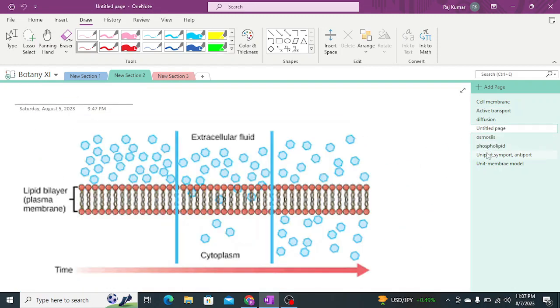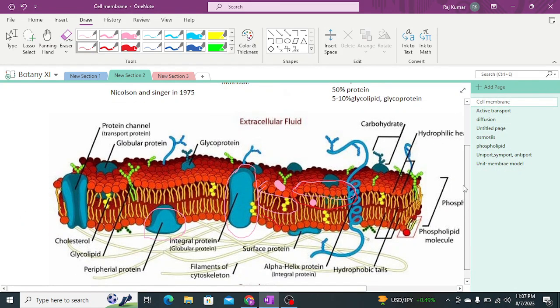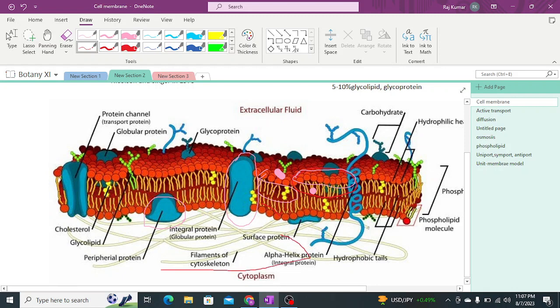After which we should briefly close it. And here we have some filaments of the cytoskeleton towards the inner part of the cell membrane. These filaments of the cytoskeleton are present on the inner side of the plasma membrane, and they provide support to the plasma membrane.